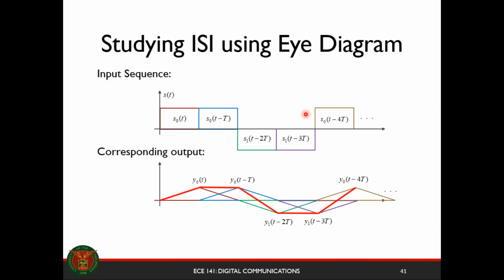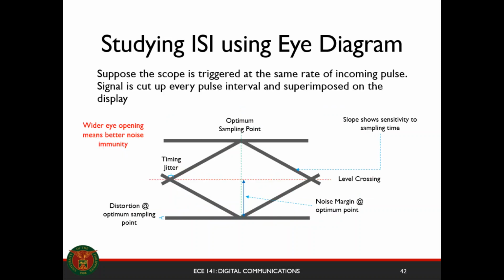Suppose we put it in an oscilloscope, and the oscilloscope is triggered at the sampling rate. It will display something like this, then it will display the next one, which is this, and the next one right here becomes this, and so on and so forth. The display in the oscilloscope will look like this. You get what we call the eye pattern of your constellation.